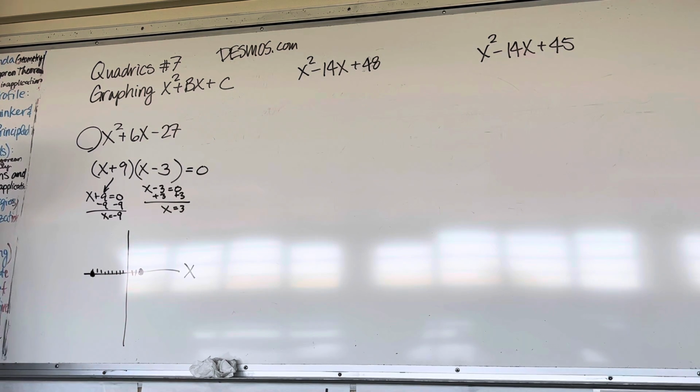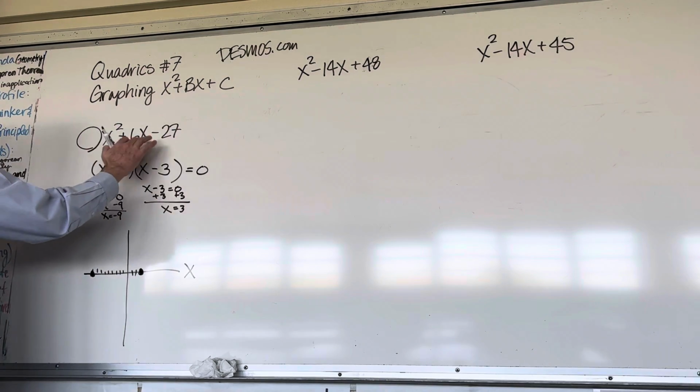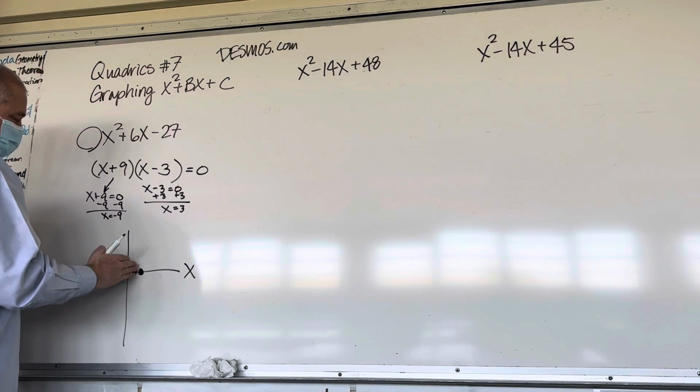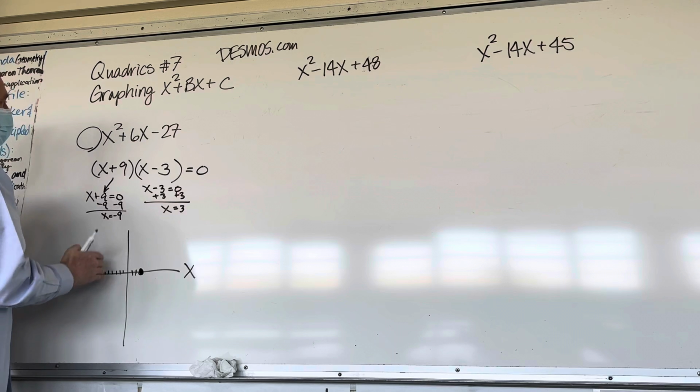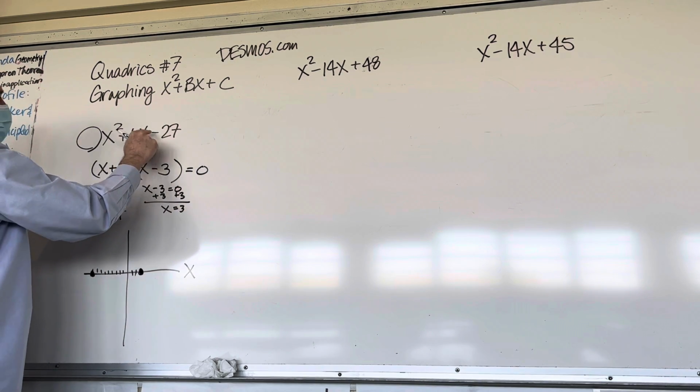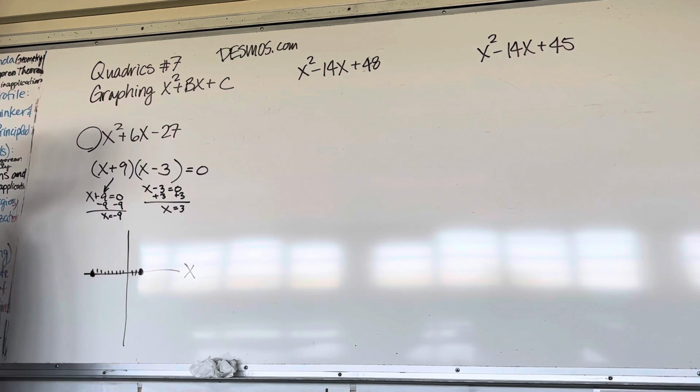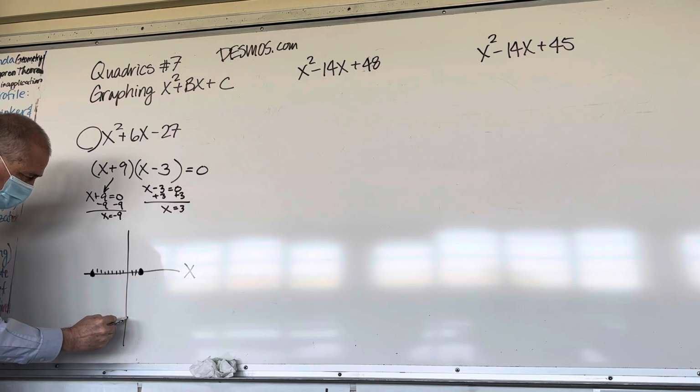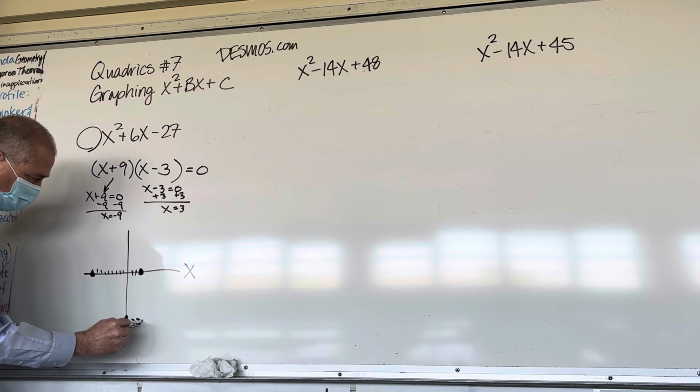Then there's some other interesting things here. At the point where x is 0, right? So if x is 0 here, right on the y-axis, if this were 0 and this were 0, we'd be at a -27 on the y. So there's some point down here, -27 on the y.